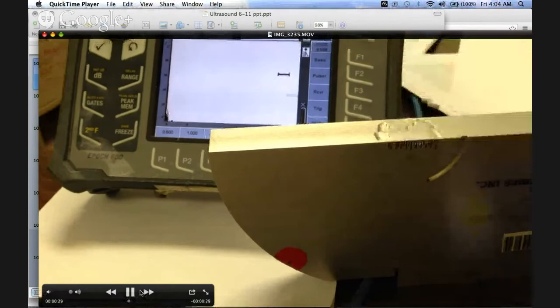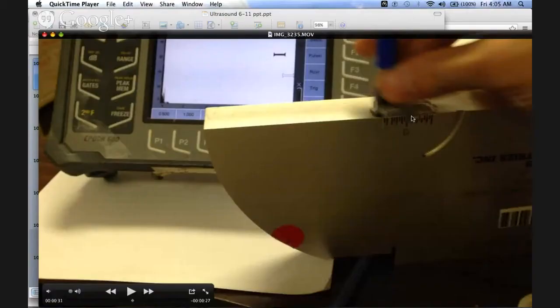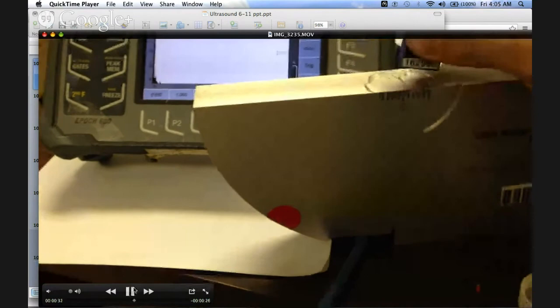Okay, you see how it's a groove? So if I have it really close to the edge, I'll have the sound come, bounce, hit this, come back up, and show it. Right. Now I'm shooting this way.